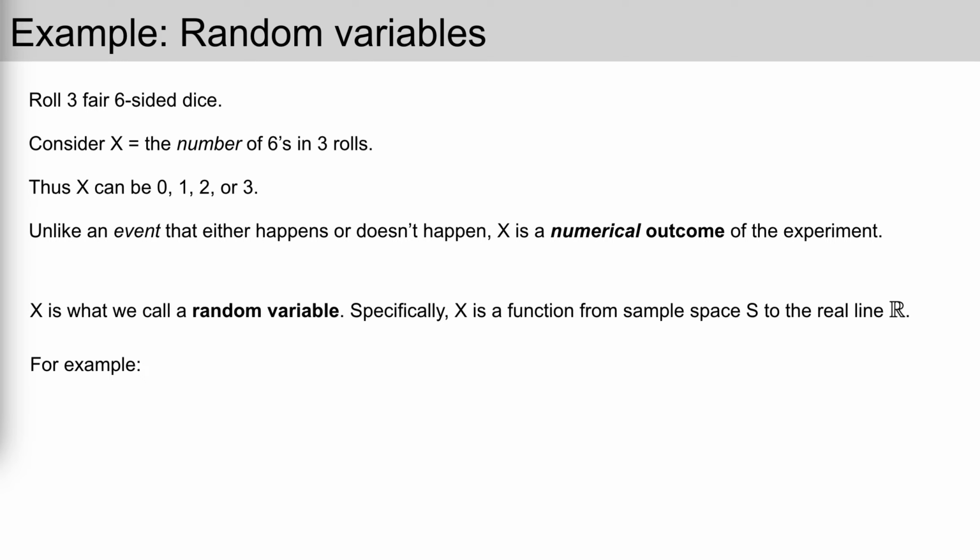The basic idea is that the value of X can vary from experiment to experiment according to random chance, hence the name random variable. More technically, random variable X is a function from sample space S to the real line R. For example, when applied to the possible outcome in which we roll 2 1s and then a 6, the function X equals 1. There's 1 6 in this sequence. When applied to the possible outcome in which we roll 2 1s and then a 5, the function X equals 0. There are no 6s in this sequence.